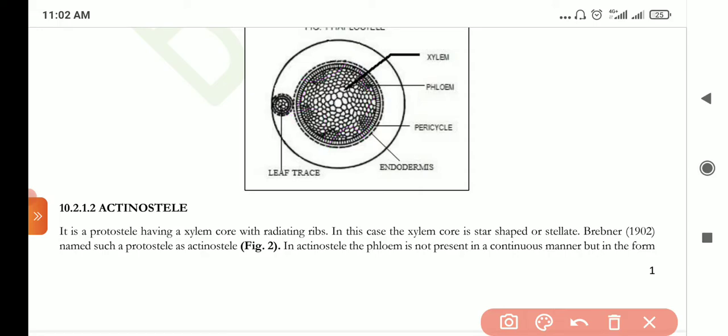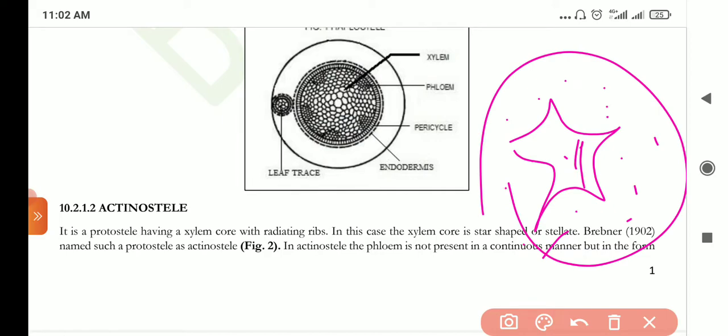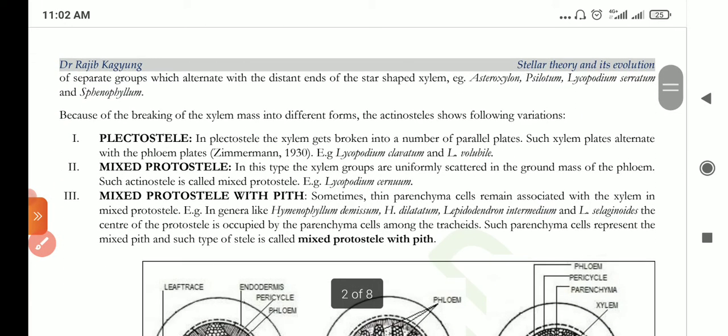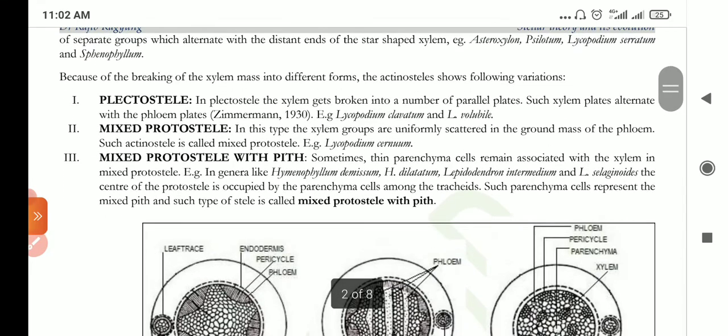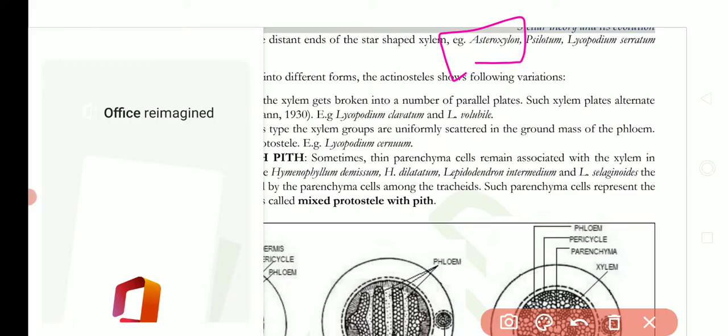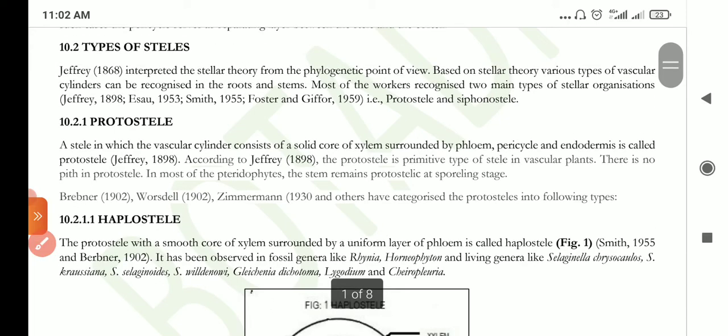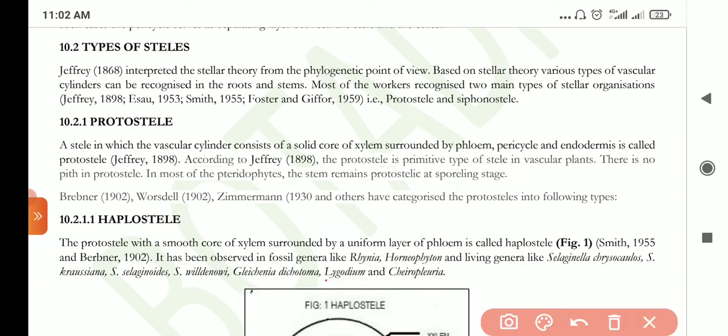Okay, I'll draw here the plain one. This one like a star. Okay, this is your xylem, then surrounding it all around is your phloem. So this is your actinostele. Okay, actin from the word star. You know, actin is star, no? Okay, so this one we have to look at some example. Example from the word star itself, asteroxylon. Okay, so from the word star, asteroxylon. Okay, in haplostele, example was, you can give Selaginella kraussiana. Okay, this one you've already known. So you give this example, Selaginella kraussiana.